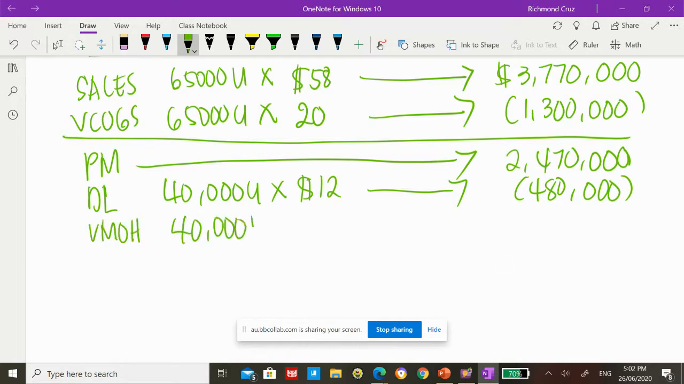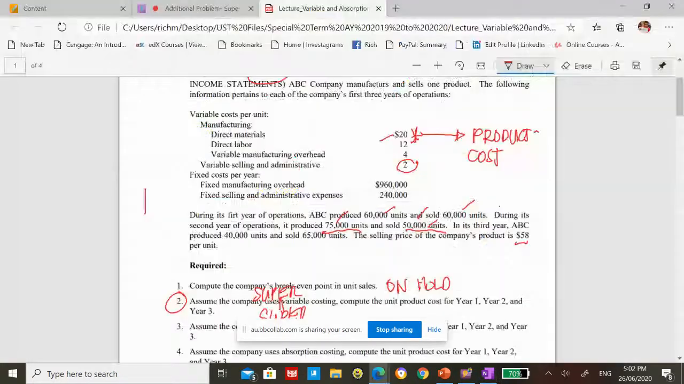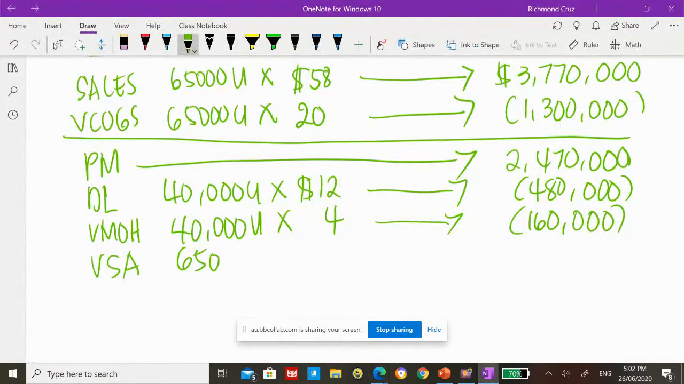And also the variable manufacturing overhead. That is 40,000 units also multiplied by 4. Is that correct? Yes, 4. So 40,000 times 4 is 160,000. And don't forget to deduct the variable selling and admin, but that is based on the units sold. So that is 65,000 units times 2, and that is 130,000.